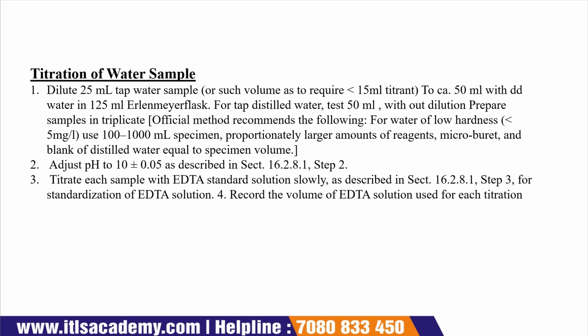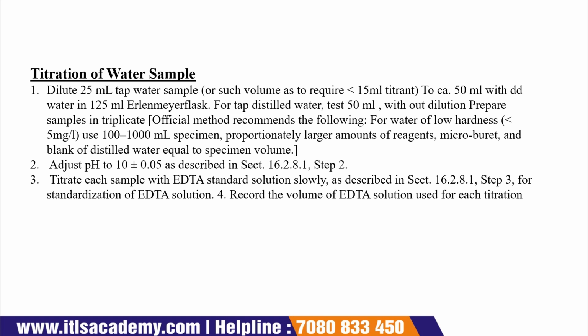Now, after the calcium standard solution, we titrate the water sample. For this, we take 25 ml of water sample. After that, we add 50 ml of deionized distilled water in a 125 ml Erlenmeyer flask. Then we add 50 ml of distilled water without dilution. This sample is again prepared in triplicate.